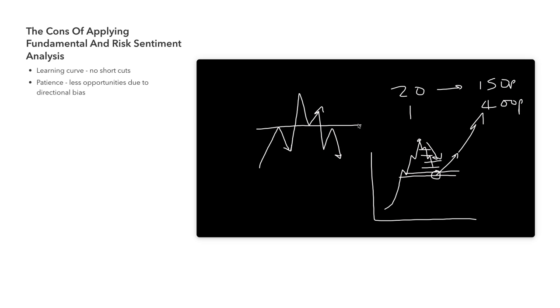But the point being is that a con of fundamental analysis is having patience, and sometimes this pullback can take days, weeks, and even months, right? This is time. It could take a month before you get a decent pullback into a demand zone or up into a potential supply zone, right?